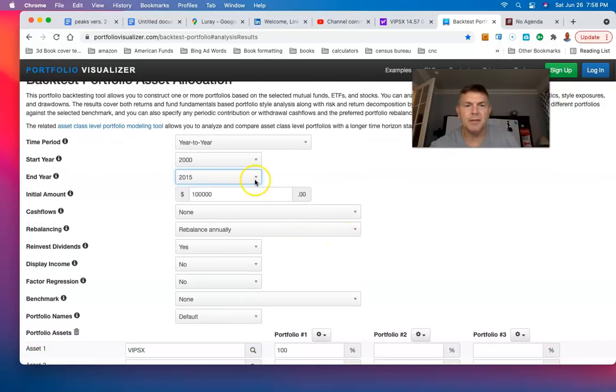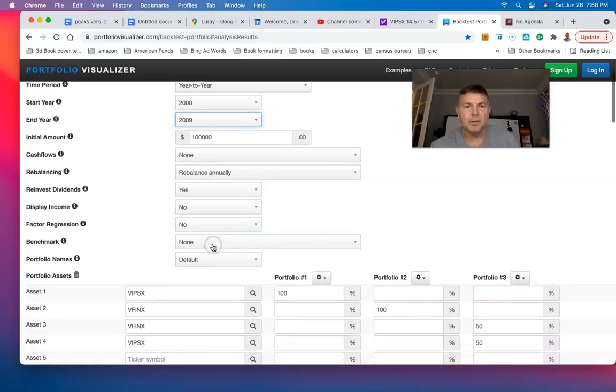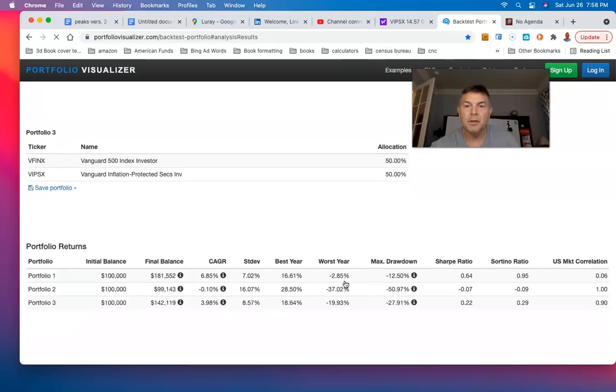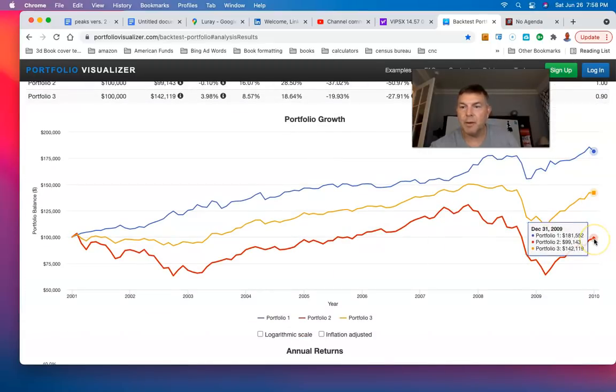And let's go to 2000. Let's go to 2009. Let's see what shook out best, shall we? So at the end of 2009, the S&P 500 is right back to even. We made nothing for those 10 years. Start with 100, we ended with 100. The inflation adjusted bonds are at 181. The 50-50 is at 142.